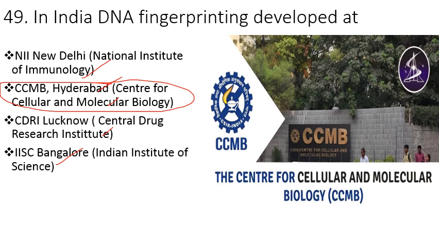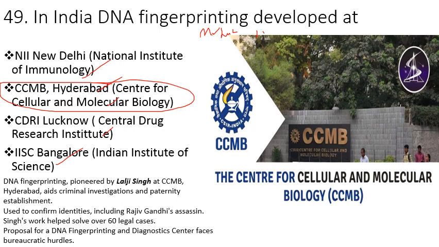And the father of this technique in India is Mr. Lalji Singh. He was considered as father of Indian DNA fingerprinting, Mr. Lalji Singh. So DNA fingerprinting pioneered by Lalji Singh in CCMB, Hyderabad, aids criminal investigations, paternity establishments, and is used to confirm identities, including Rajiv Gandhi assassins. Singh's work helped solve over 60 legal cases. Proposal for DNA fingerprinting and diagnostic center faces bureaucratic hurdles.